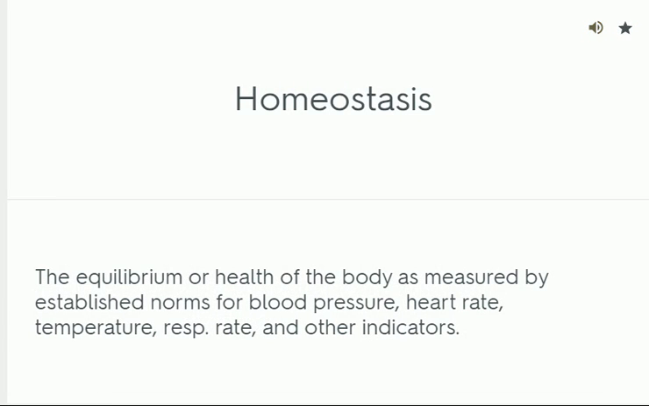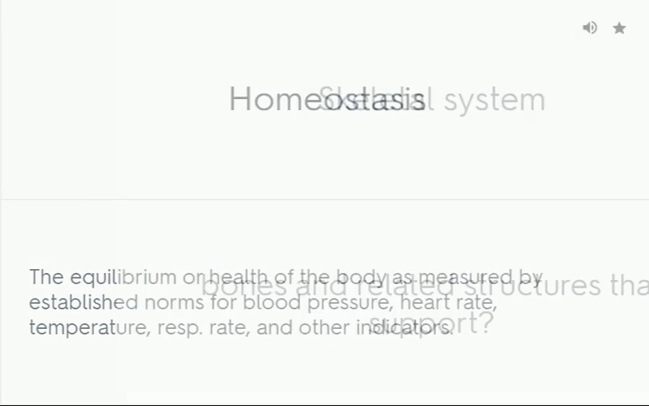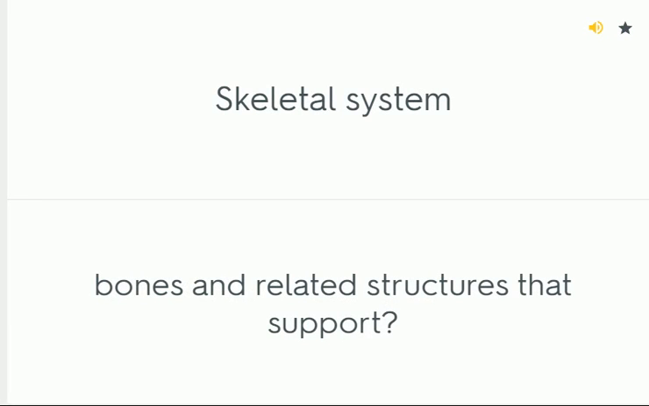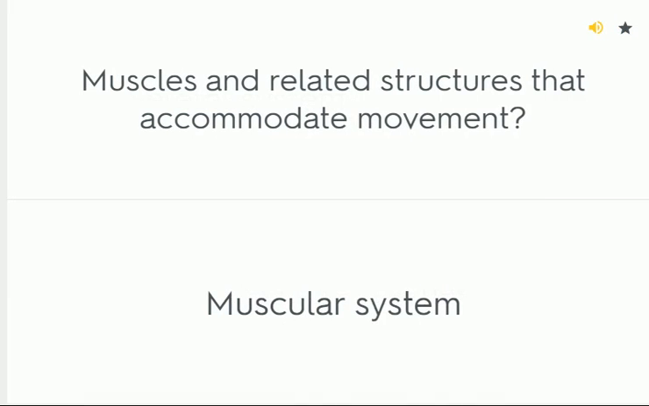Homeostasis, the equilibrium or health of the body as measured by established norms for blood pressure, heart rate, temperature, respiratory rate, and other indicators. Skeletal system, bones and related structures that support. Muscles and related structures that accommodate movement. Muscular system.